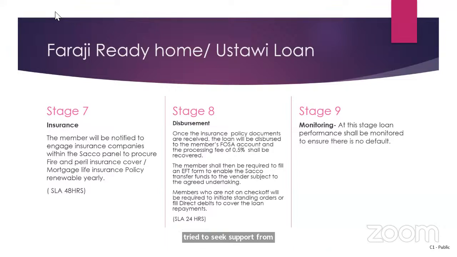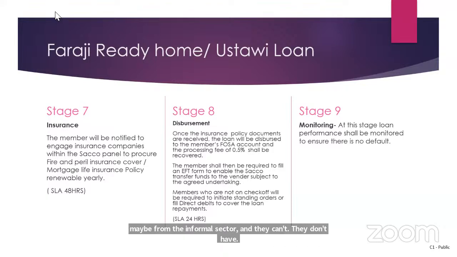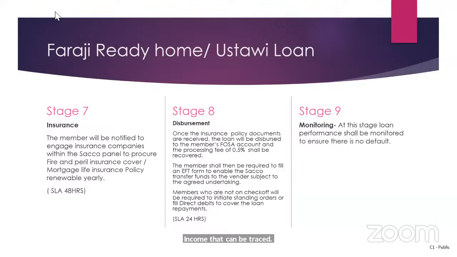There are people who wish to own homes, but they can't because they are from the informal sector, and they don't have income that can be traced. You also cannot bank on the income because you don't know what the future cash flows will look like. They're not consistent, not predictable. So we've had discussions on this, and there are discussions about having such loans backed.